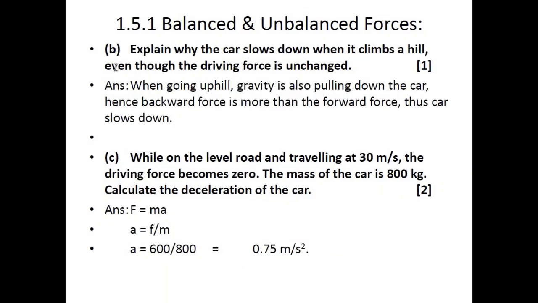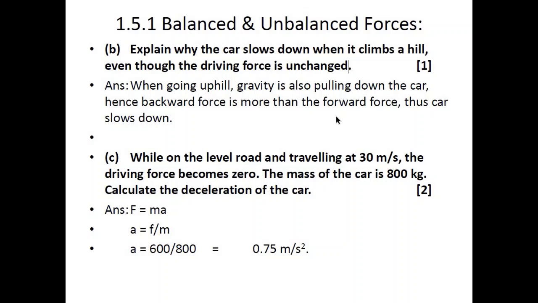Explain why the car slows down when it climbs up a hill even though the driving force is unchanged. When you're going up the hill, gravity has also been included in the equation. As you go up, gravity tries to pull the car backwards or downwards. Hence, the total backward force has increased, whereas the driving force is still the same, unchanged as given in the question. Hence, the car is slowing down.